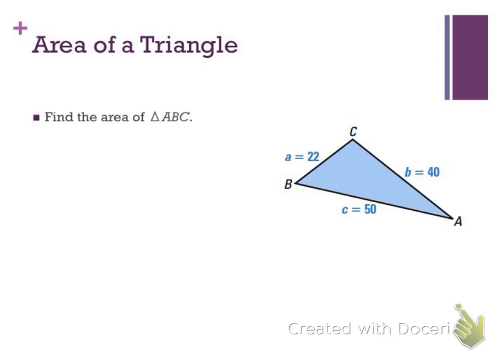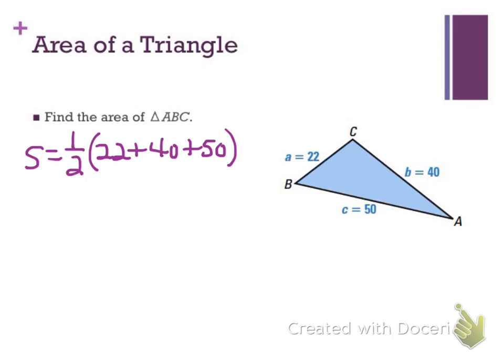So let's just work through that real quick as an example. Here we have a triangle that has sides 22, 40, and 50. So the first thing you would need to do is find S. So S is going to be 1/2 times all of my sides added up. So the 22 plus the 40 plus the 50. And that ends up giving me a 56.